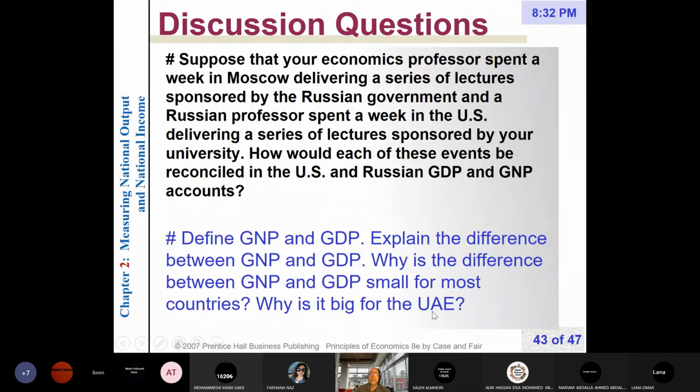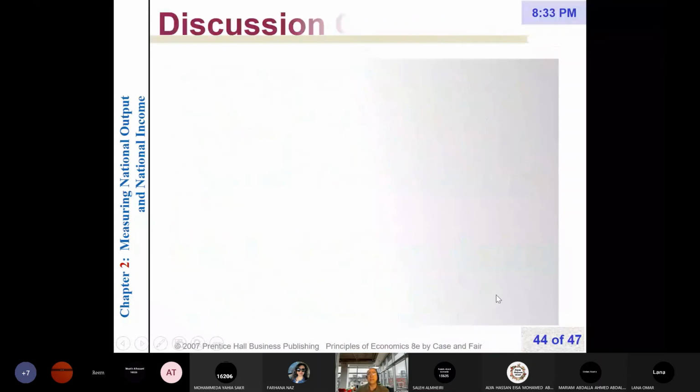Why is the difference big in the United Arab Emirates? Because we have lots of expatriates. Most of them send remittances to their home countries. Even though we earn some profit from our investments abroad, still the difference is big. For this reason, gross national product is lower than gross domestic product in the United Arab Emirates. So from all the explanation, you can design your model answer.